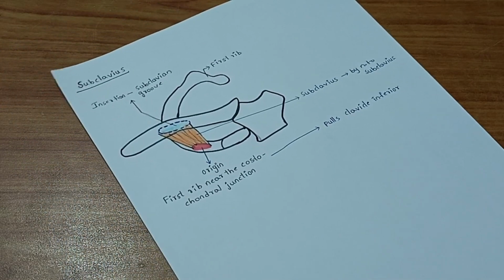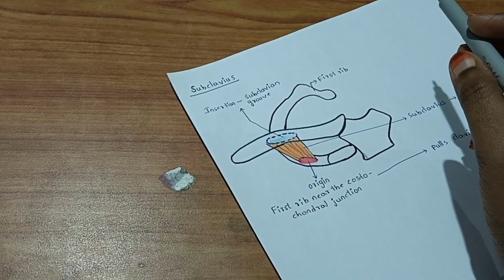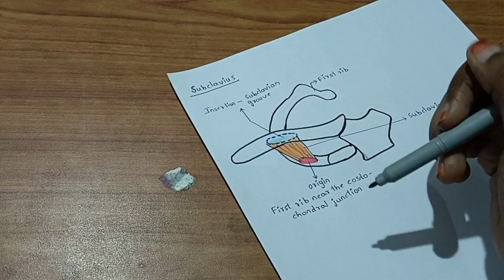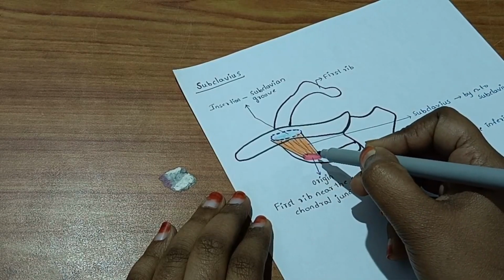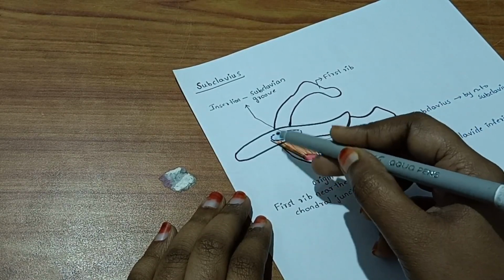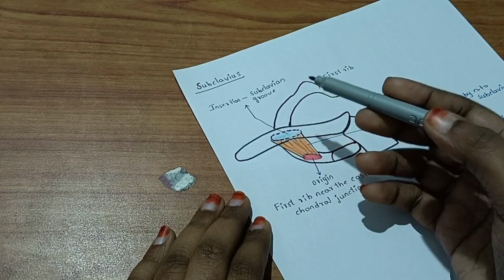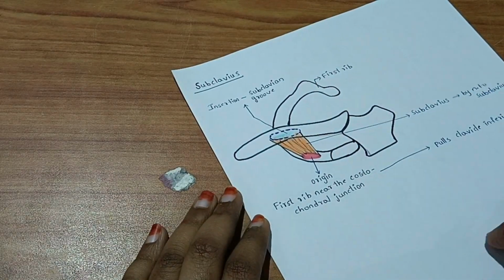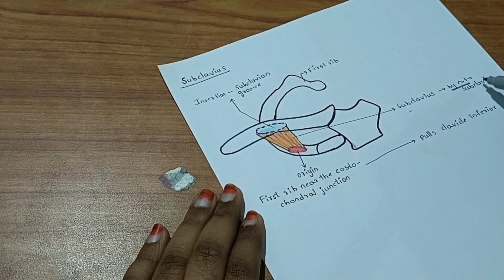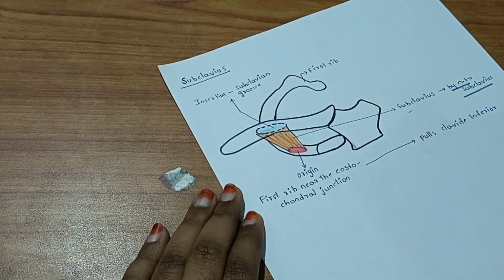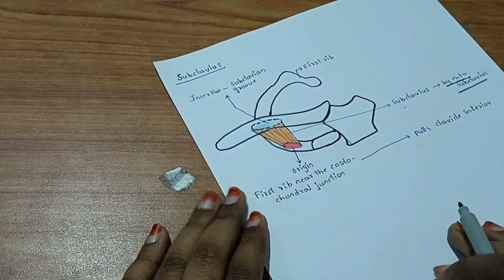And now the last muscle is subclavius. Yes, as I said, subclavius means presented below the clavicle, extending from the superior surface of the first rib and inserted at the subclavian groove presenting on the inferior surface of the clavicle. Yes, and subclavius is supplied by the nerve to subclavius.